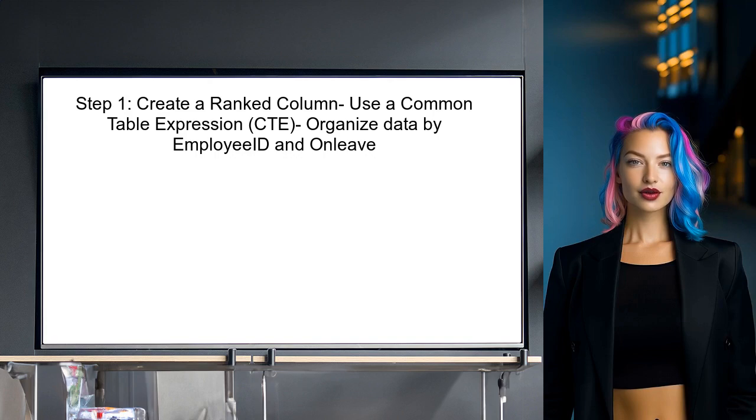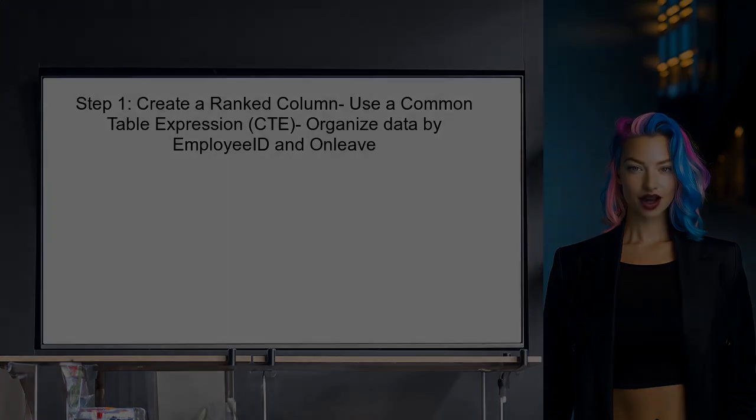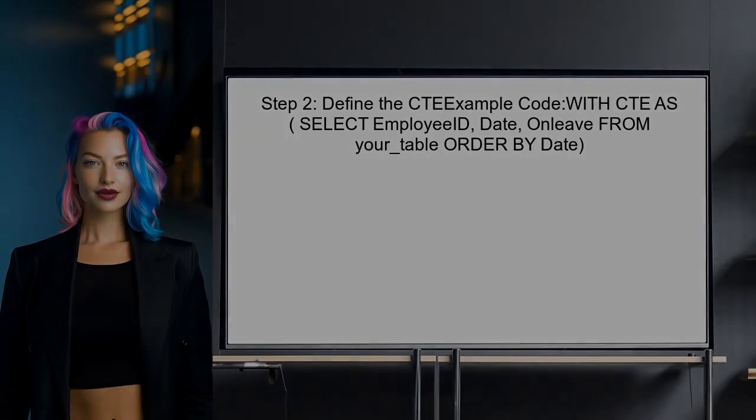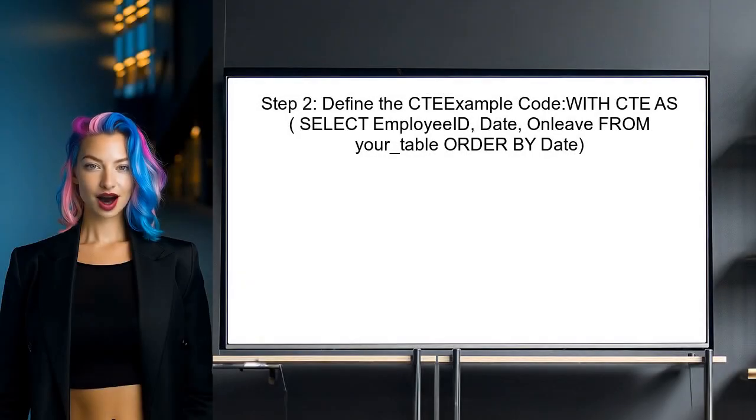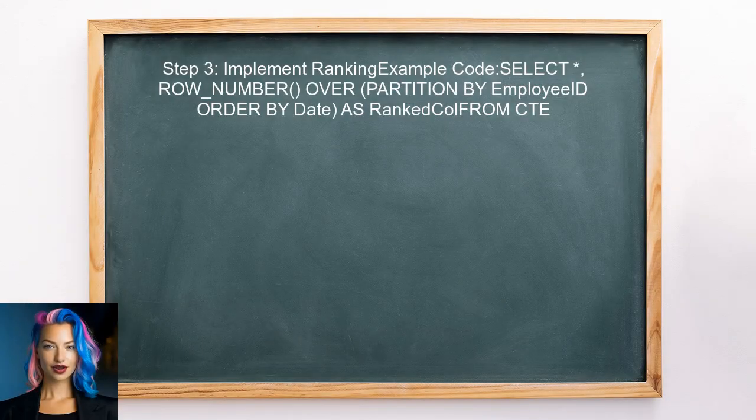This can be done using a common table expression, or CTE, to organize the data. Next, the user needs to define the CTE with the necessary data. This includes the employee ID, date, and on-leave columns. The ranked column will increment whenever the on-leave value changes. After defining the CTE, the user should implement a ranking mechanism. This can be achieved by using the row number function to assign a rank based on the on-leave value, partitioned by employee ID.